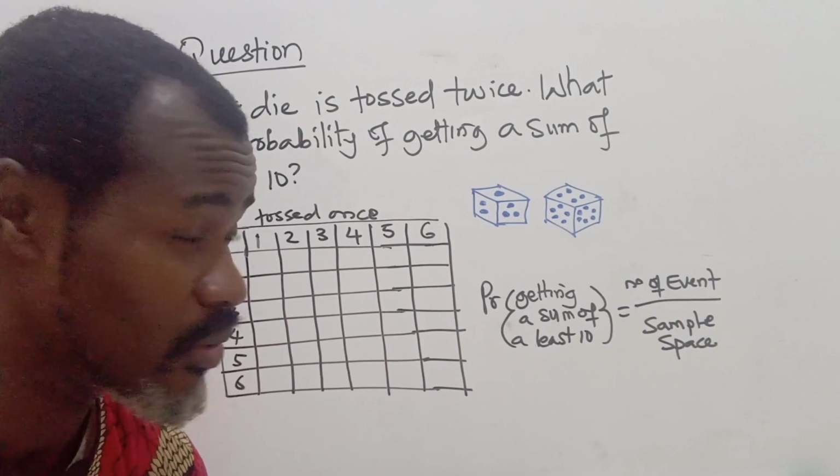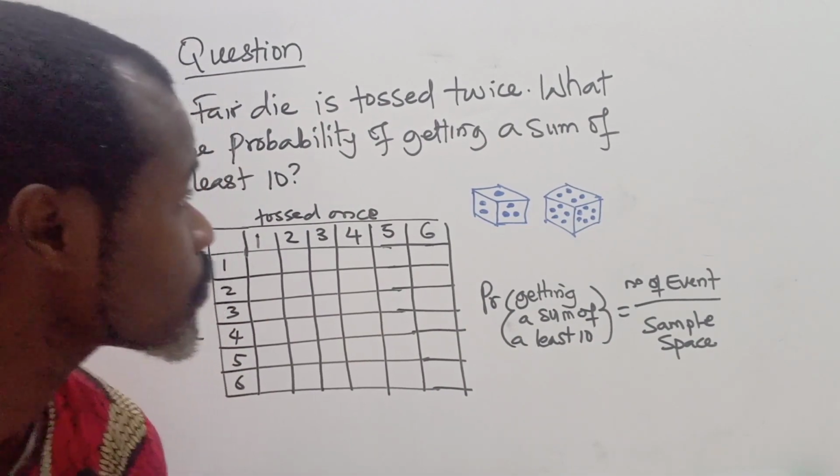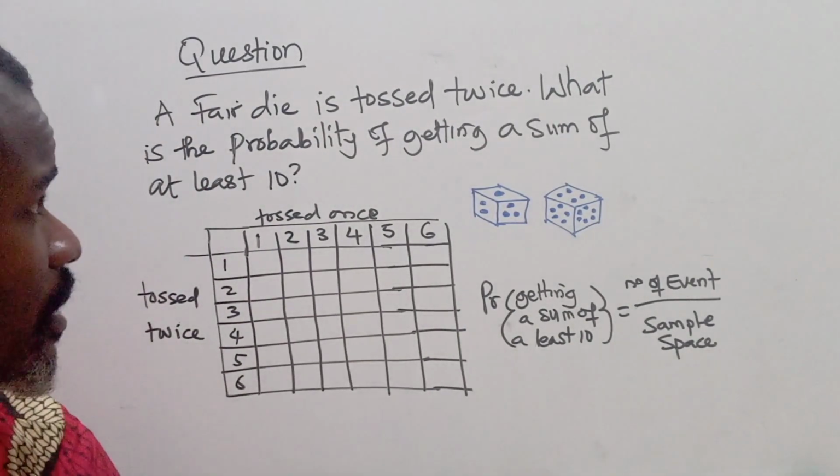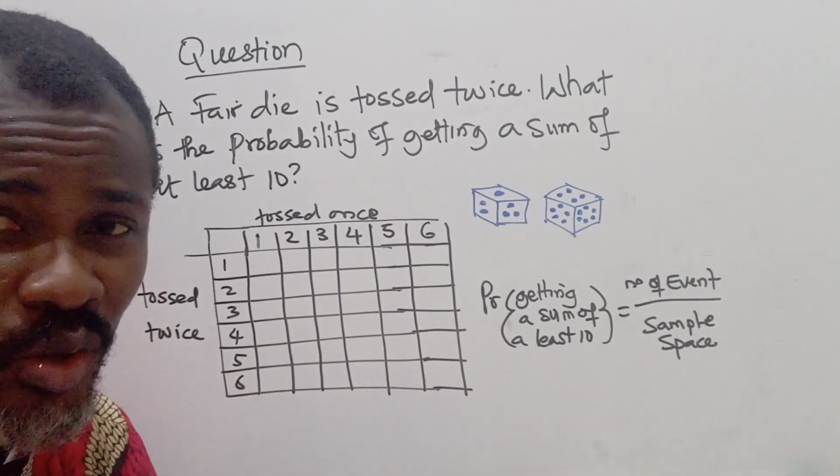Alright, so let's quickly look at the question. I'm going to read the question while we go through. So the question says, a fair die is tossed twice. A fair die is tossed twice.